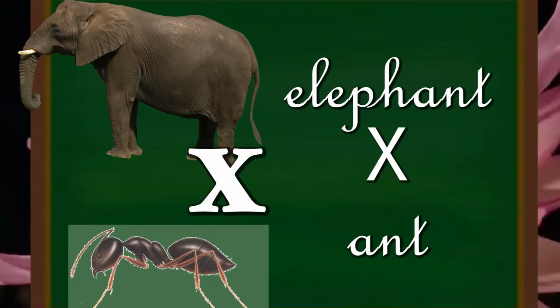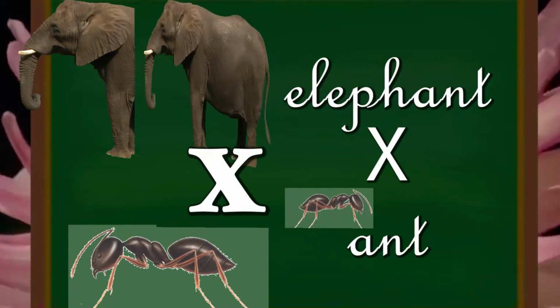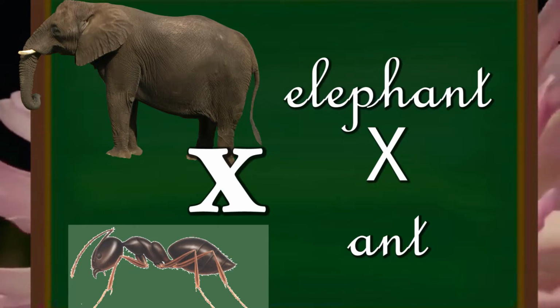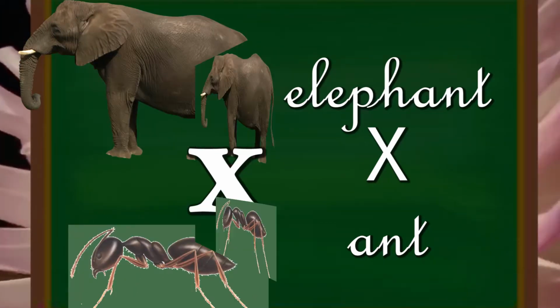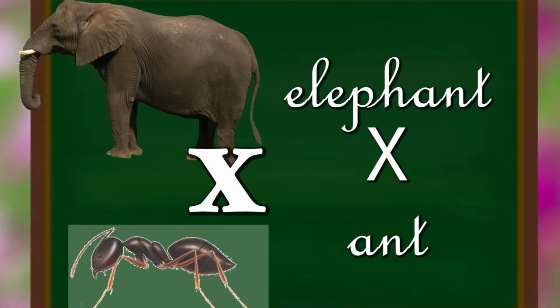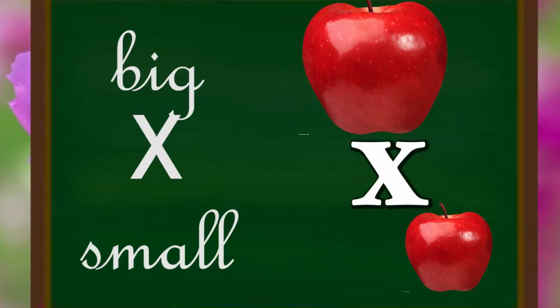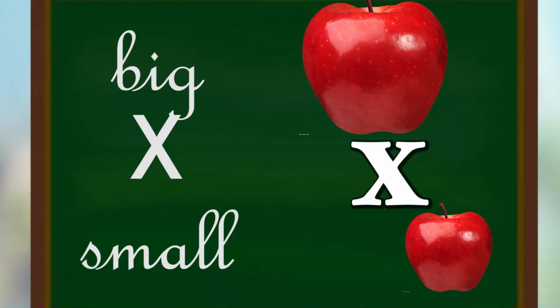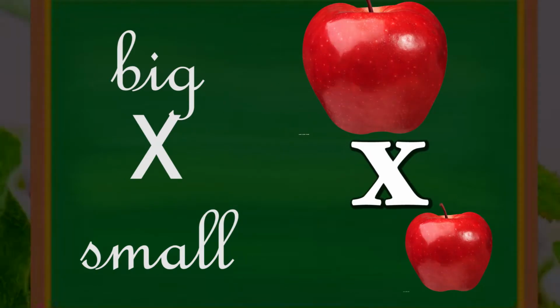What do you see? Yes, an elephant. Which is the next picture? An ant. What is the difference between elephant and ant? Size of elephant is big and ant is small. That means big opposite small. Big, small. Big, small. Yes, big opposite small.